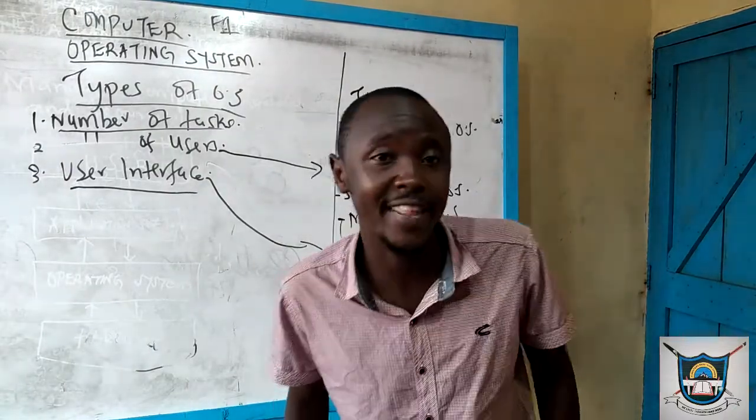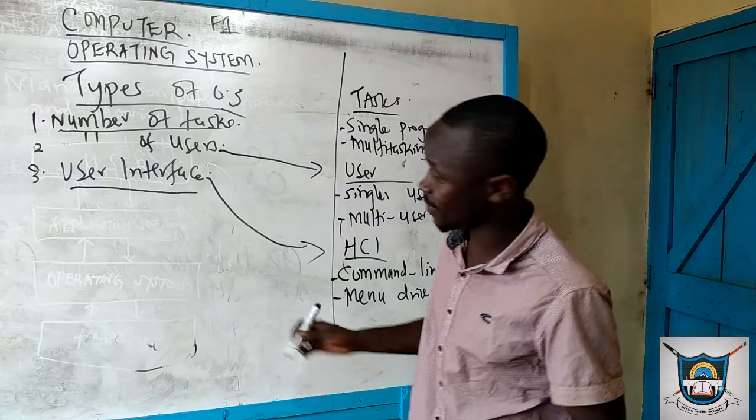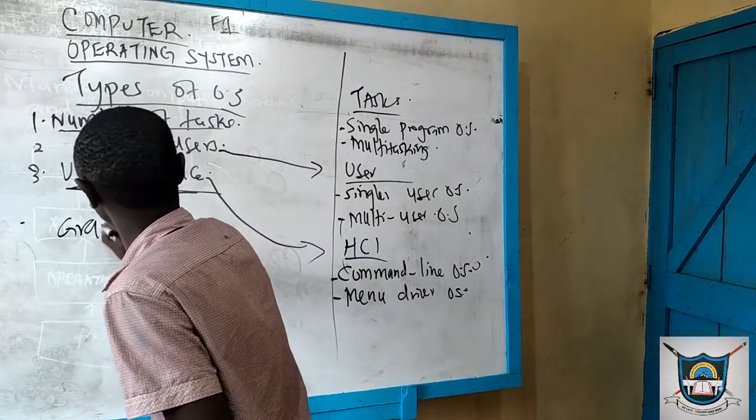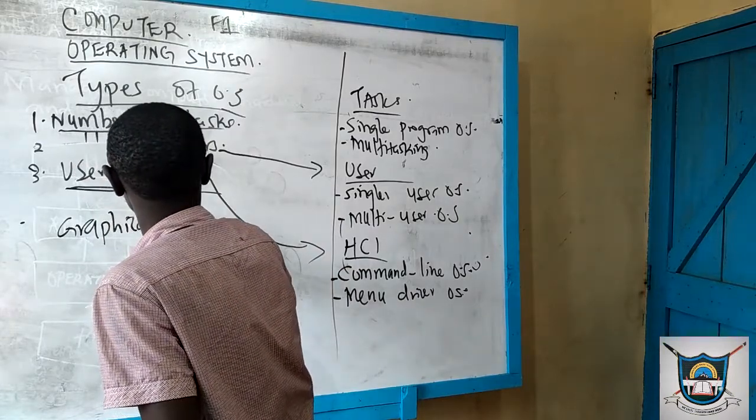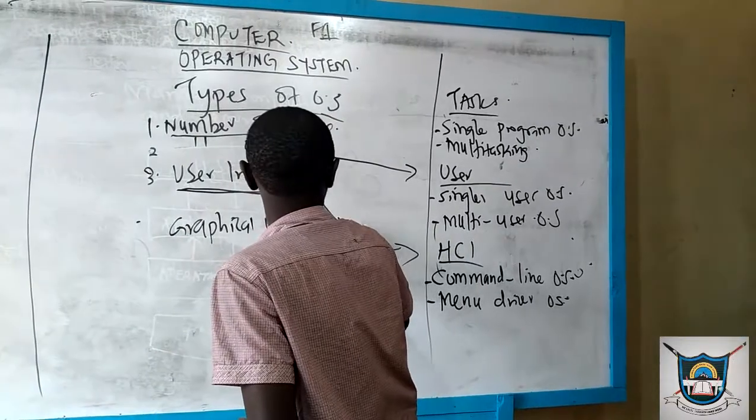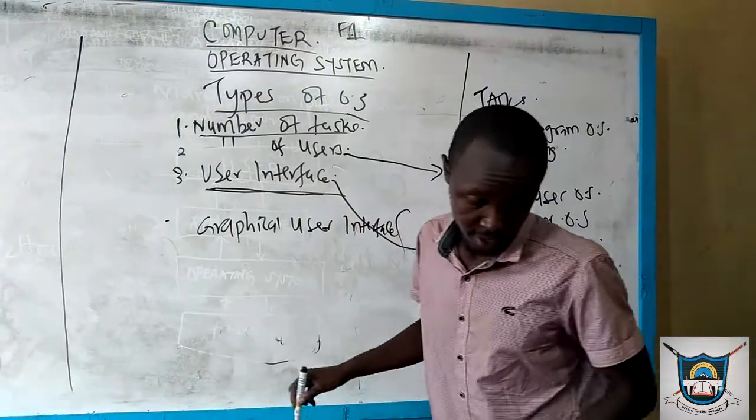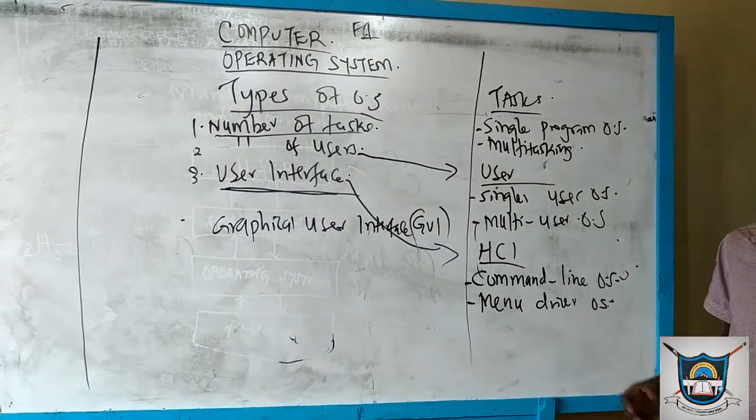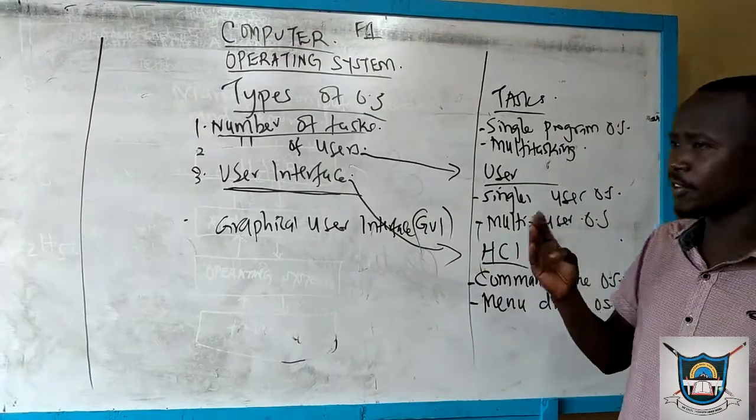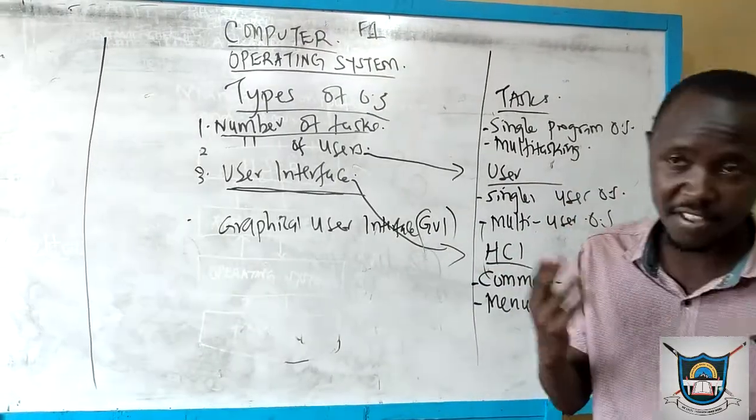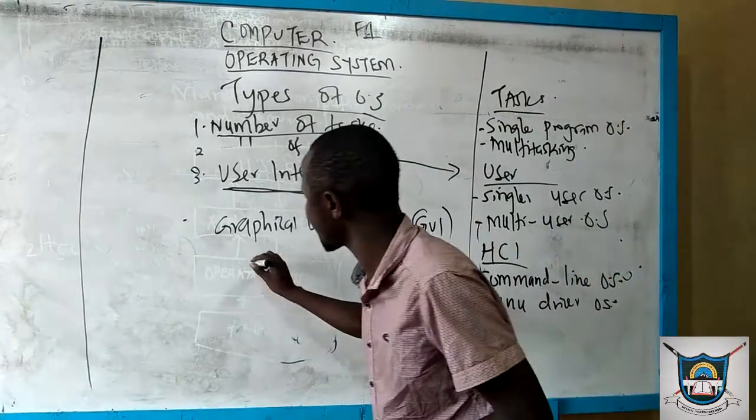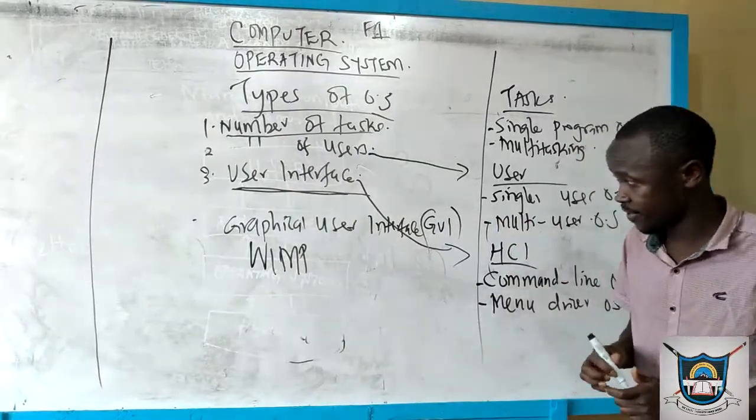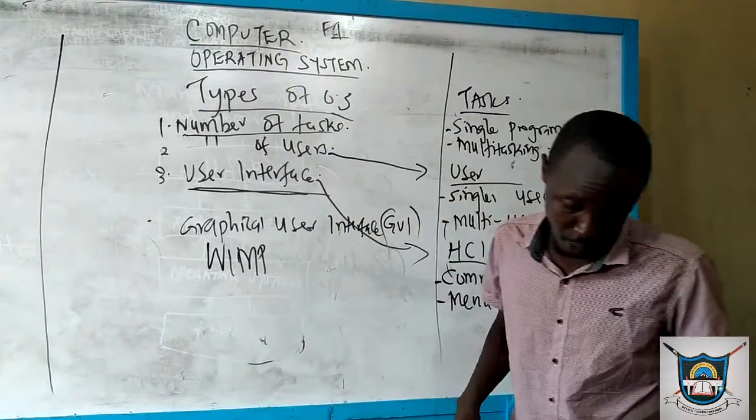Last but not least, the one that we mainly use is the graphical user interface, in short the GUI. This one has four things that make it very easy. We abbreviate them as WIN, and I'm going to explain them.